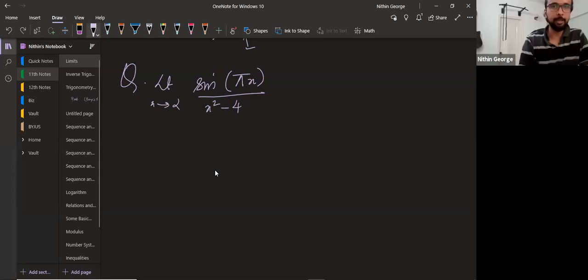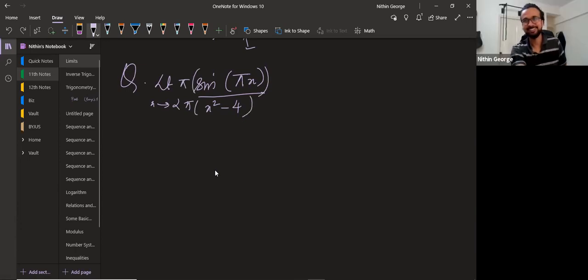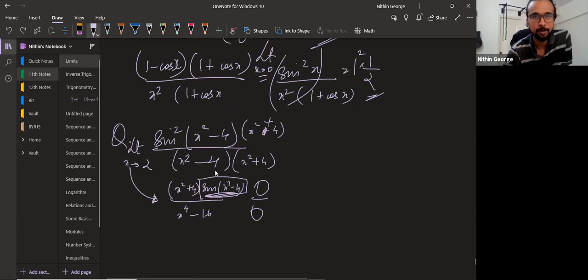Multiplying the numerator and denominator by pi is an approach, yes. But then this x square minus 4 is a pain, right? And the problem is, I won't multiply by pi here, frankly.